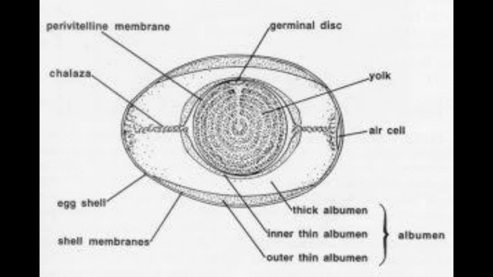Okay. Then the air cell. The air cell is a small pocket of air that forms at the broad end of the egg. It forms as the egg cools after being laid. The size of the air cell can be used to determine the age of the egg.